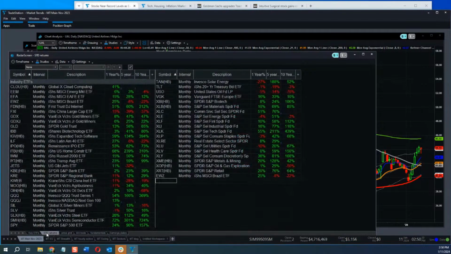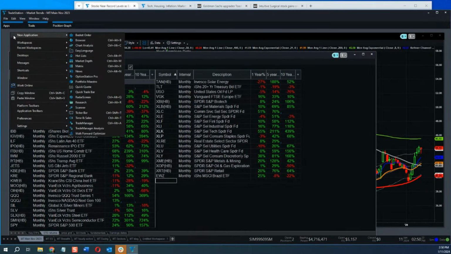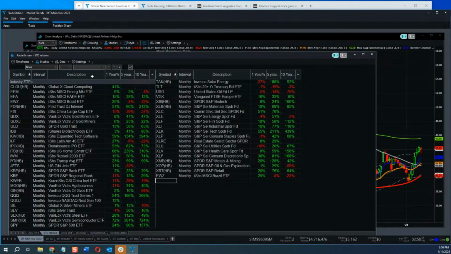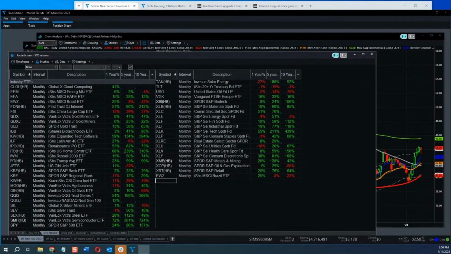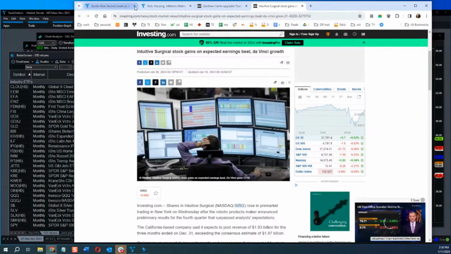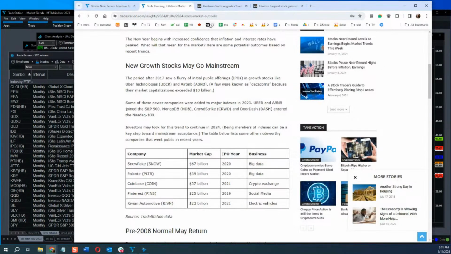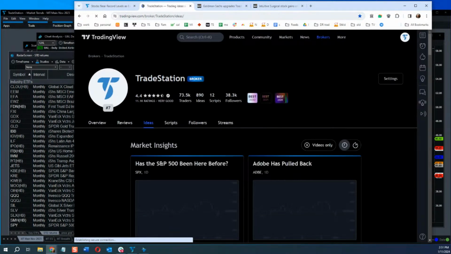Okay, let me just quickly show you standardized returns, and then I'm going to fire up Option Station Pro. These are standardized returns of some of the exchange-traded funds that we're talking about. All right. Two things grabbed my eye coming in here. We recently did a TradingView idea on, it was about United Healthcare.